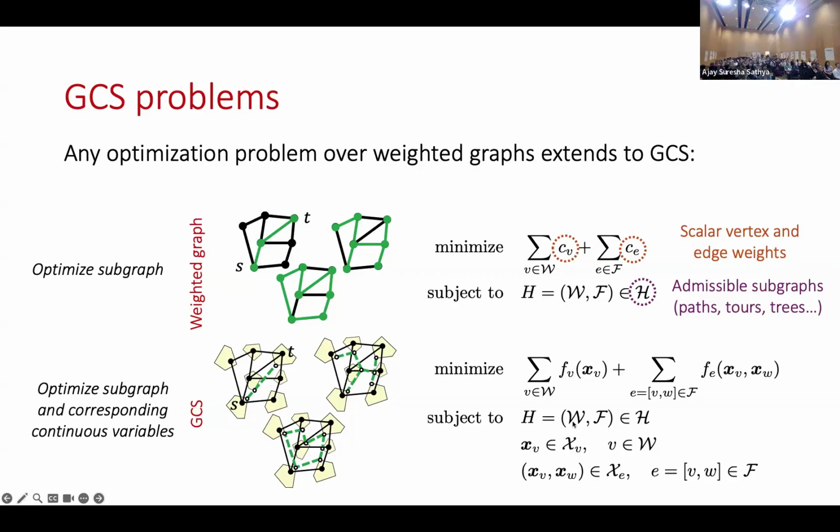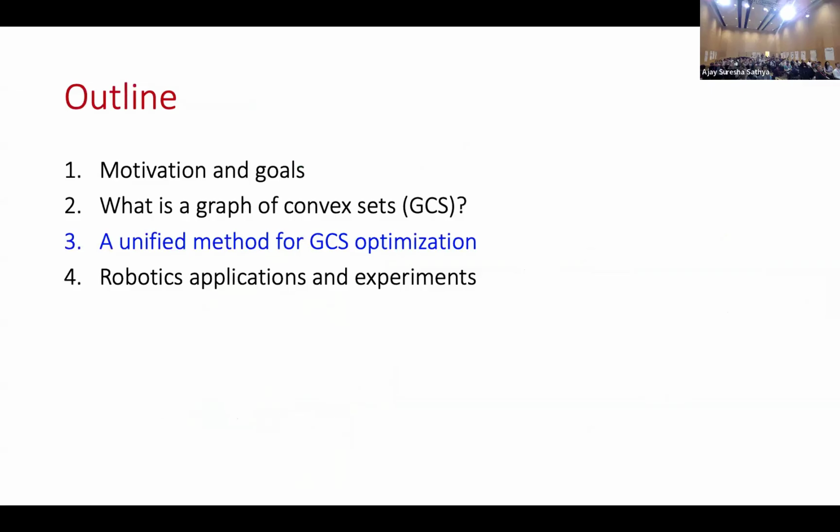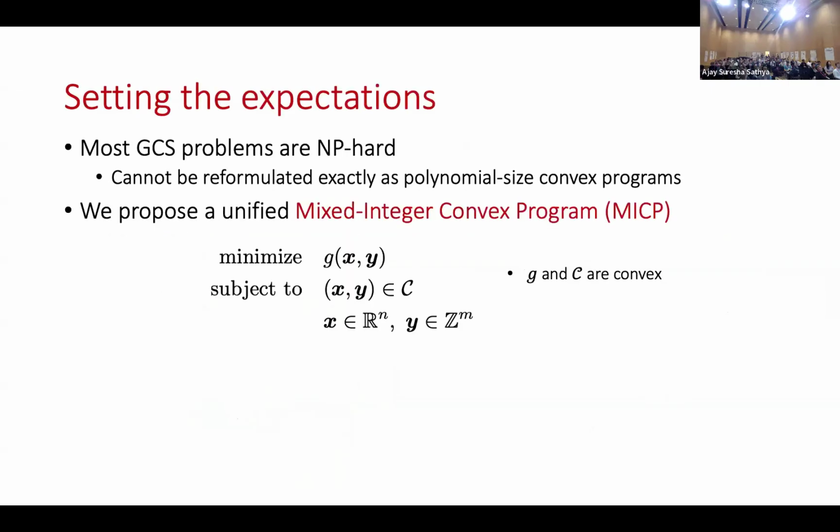The question we're going to pose next is how can we efficiently solve the problem at the bottom, the discrete continuous version. And we propose a unified method for solving these GCS optimization problems using mixed integer optimization. So just to set the expectations, most of the GCS problems that we care about are NP-hard, unfortunately.